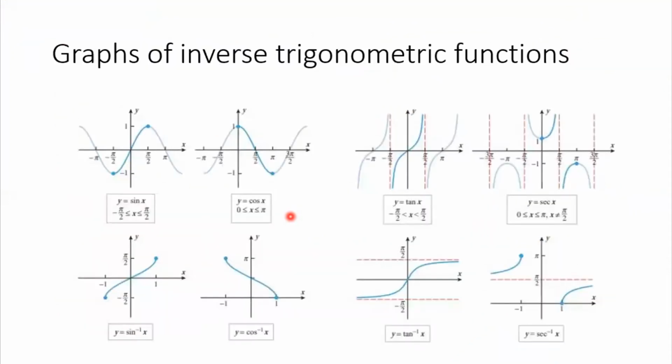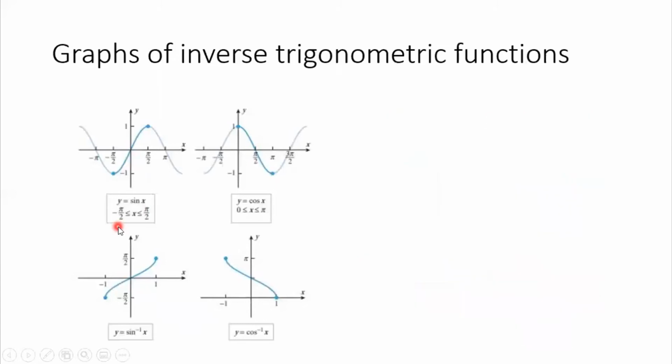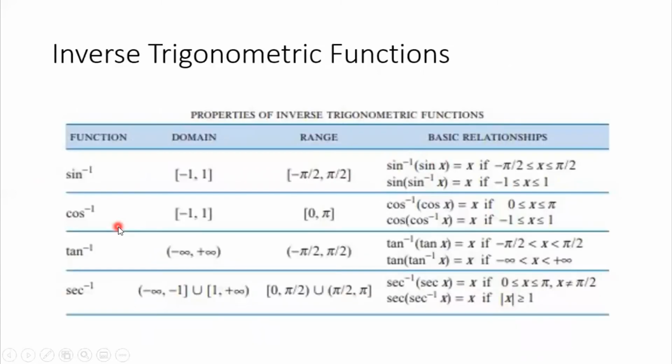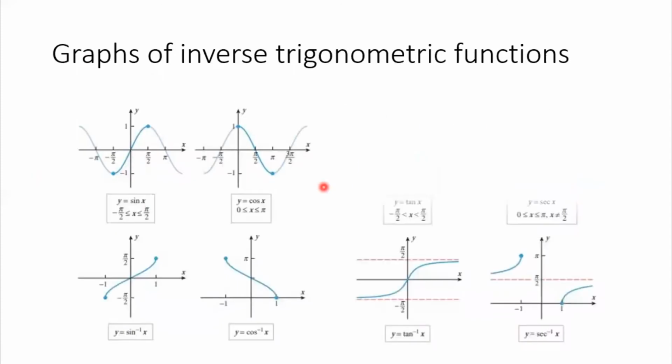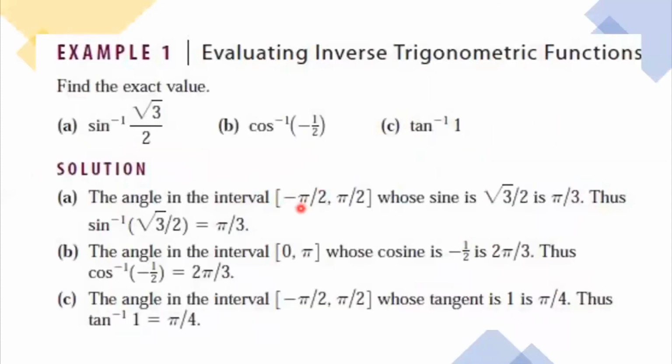If we go back to the graph or the table, negative pi over 2 to pi over 2 is the range of the sine inverse, but it is the domain of the sine function. So what we are going to find here is the angle that is in this interval whose sine is square root of 3 over 2.